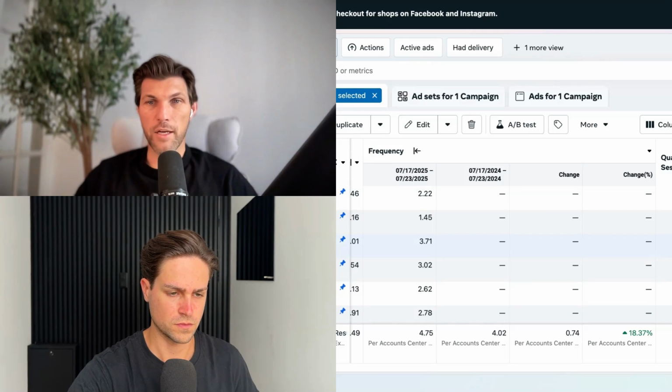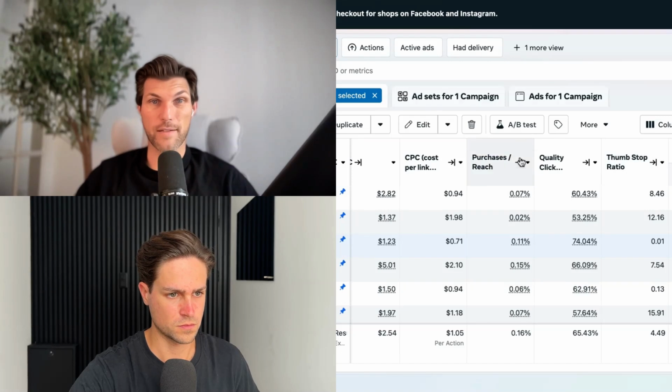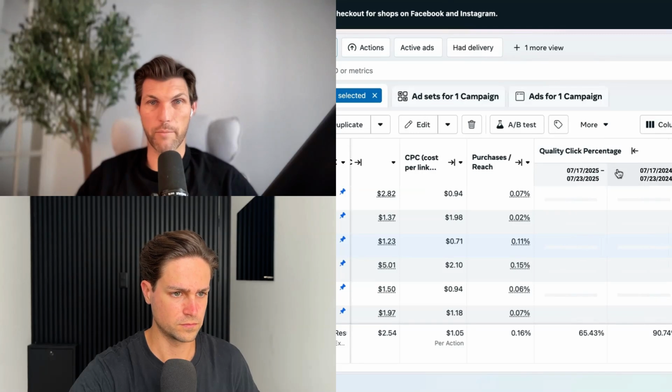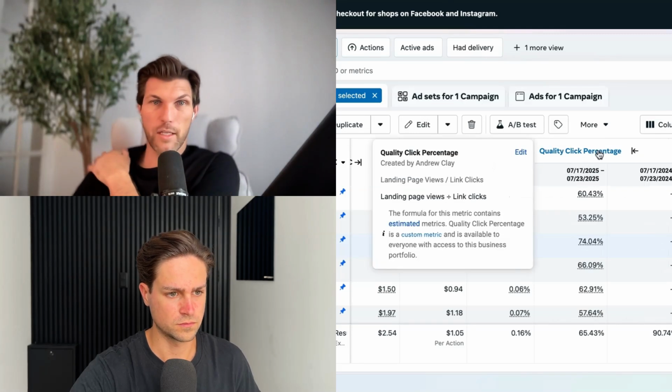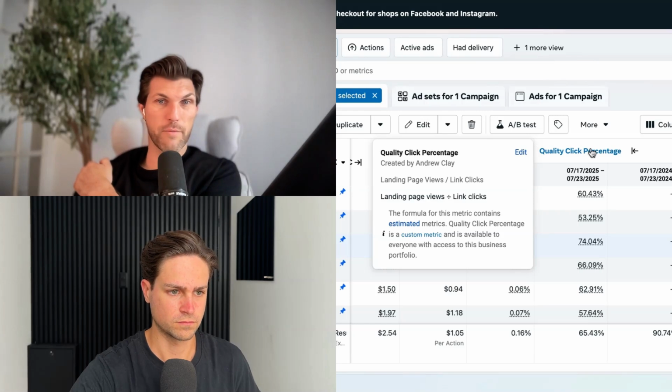Another one I like to use, I started using this during iOS when you really had no visibility, kind of before we were using Northbeam. I call this QCP, quality click percentage, and it's just landing page views divided by link clicks. It's almost like a reverse bounce rate.